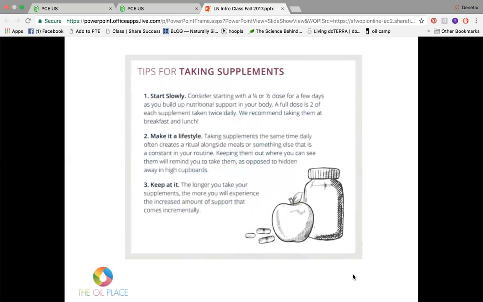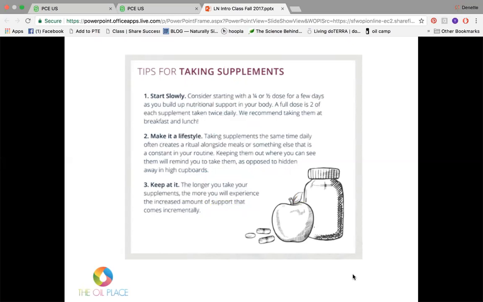So, tips for taking your supplements. The first is to start slowly. Consider starting with a fourth or a half dose for the first few days as you build up your nutritional supplement in your body. A full dose is 2 of each of the supplements taken twice a day. We recommend taking them at breakfast and lunch. The second is make it a lifestyle. Taking supplements at the same time daily often creates a ritual alongside meals or something else that is a constant in your routine.